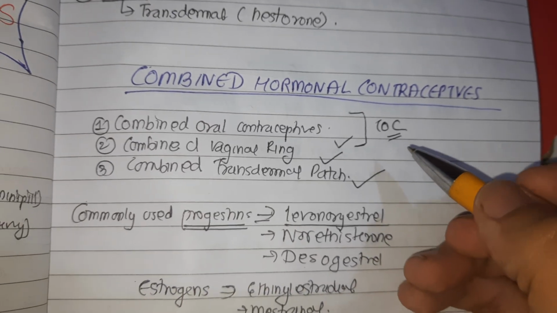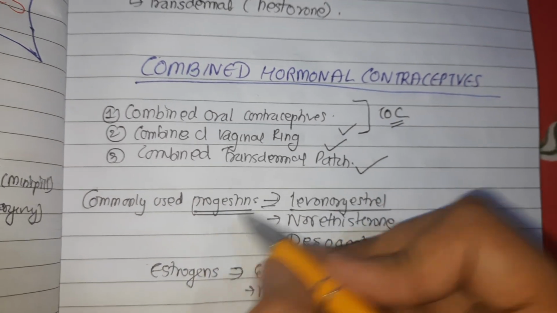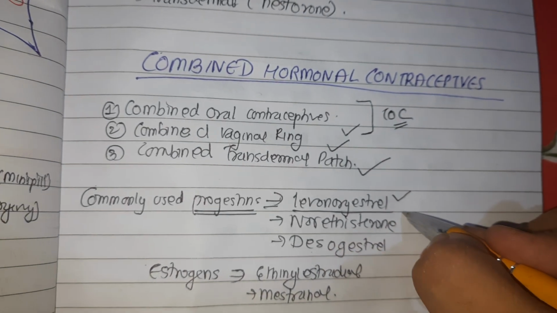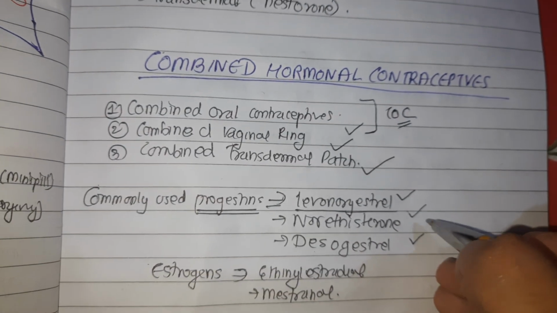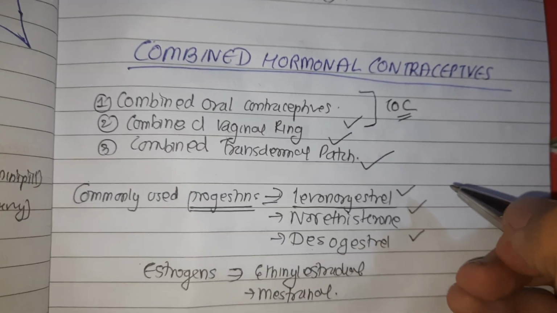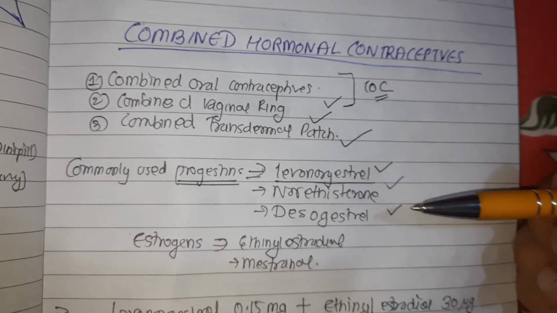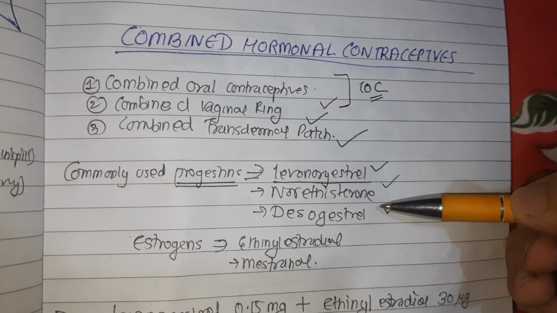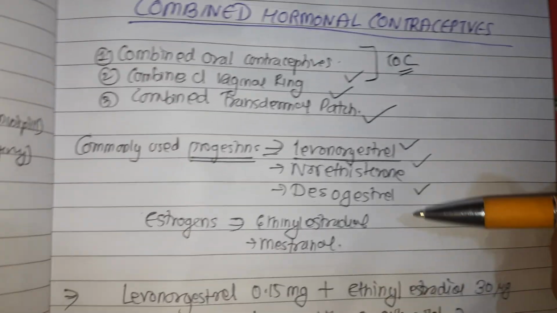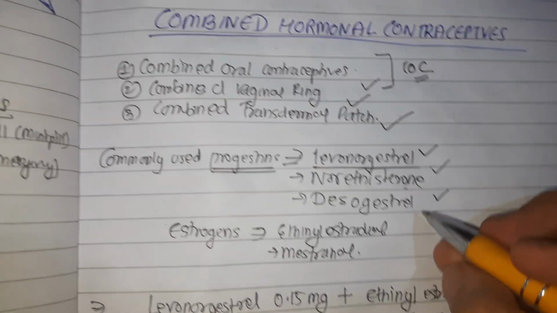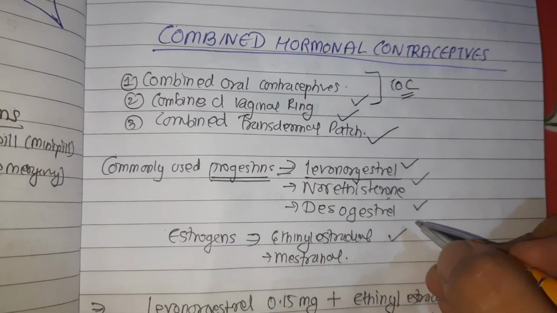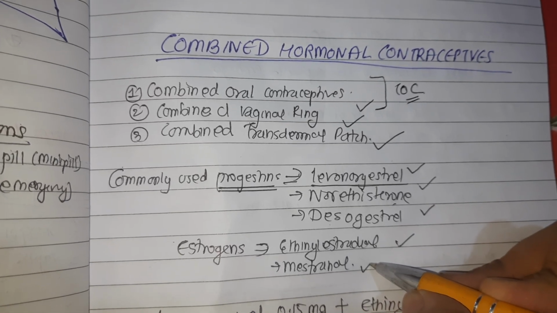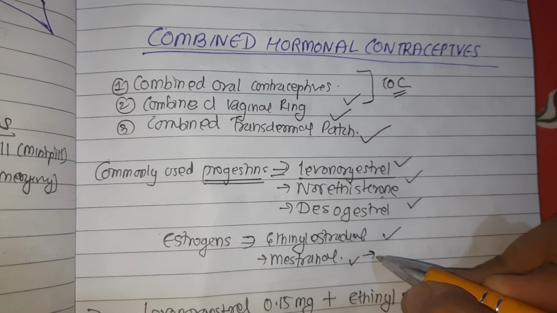In the combination pill, the most commonly used progestins, that is synthetic progesterones, are levonorgestrel, norethisterone, and desogestrel. These are the three synthetic progesterones used in the combined oral pill. And for estrogen, we have ethinyl estradiol or mestranol, and mestranol is usually the 3-methyl ether of ethinyl estradiol.